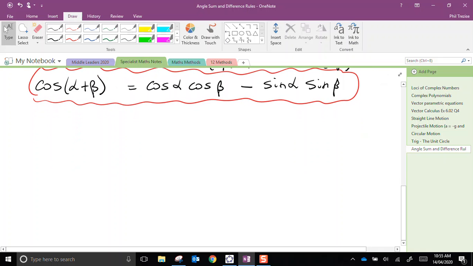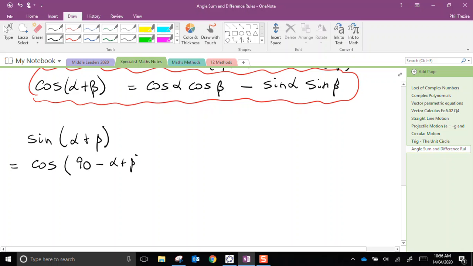Let's try sine. Let's try the sine of, which one will we do first? Alpha plus beta. Now I'm going to use the cosine. Remember, cosine literally means the sine of the complementary angle. So I could have 90 minus alpha.